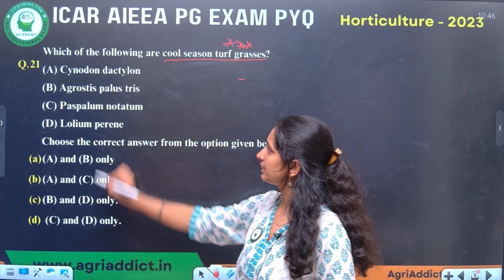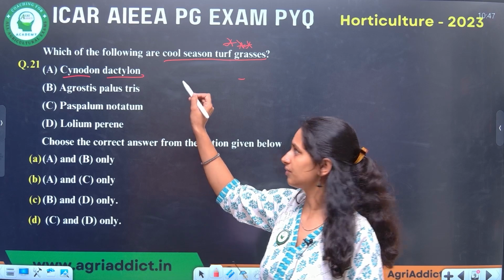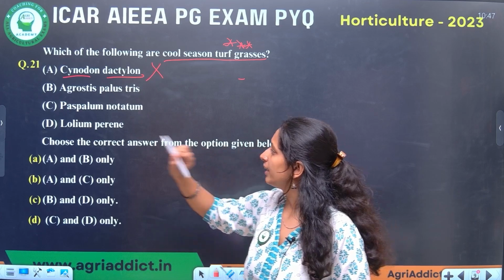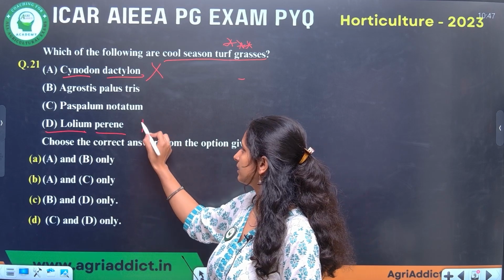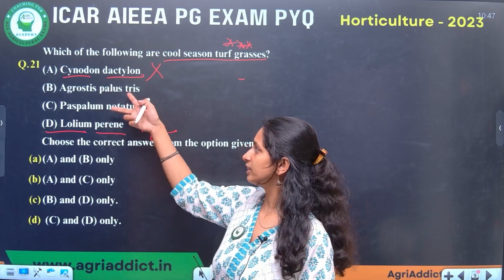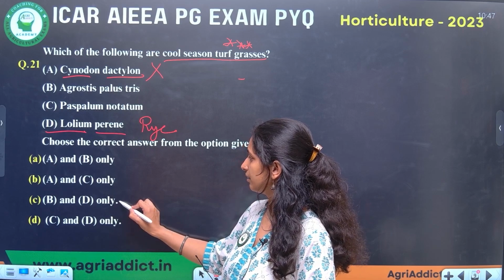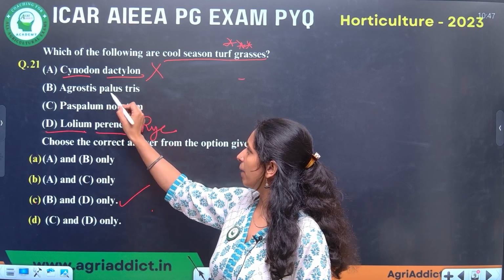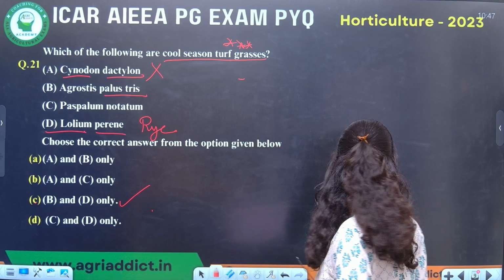And in this, option A, Cynodon dactylon. This is a well-known warm season grass. We all know that is doob grass or haryali. So it can't be the answer. Then among these, a very famous cool season grass is Lolium perenne, that is ray grass. So option D must be there and option A must not be there. If you don't know these 2, you can try in this way. So the answer is C, that is Agrostis palustris, and D, Lolium perenne. So next question.